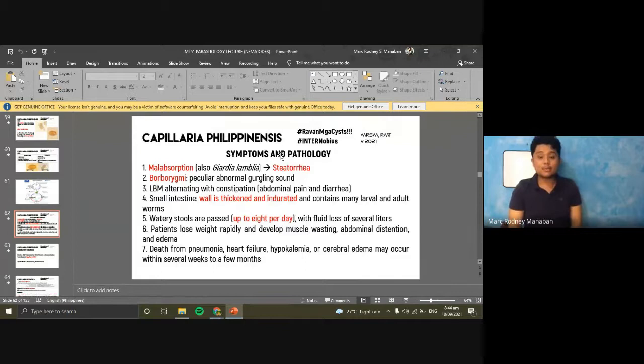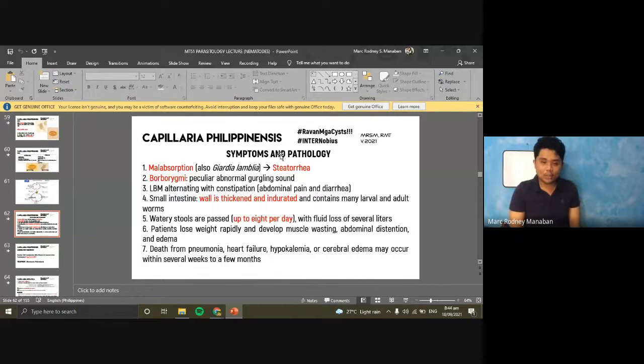Now, aside from that, there is borborygmi, which is a peculiar gurgling sound in your abdomen. Okay. All right. Now, there is intermittent diarrhea, loose bowel movement, then constipation too. And the small intestine, where it inhabits, all right, is full of worms, right? Both adult and larva. So, again, that could contribute to malabsorption. So, the body has difficulty absorbing nutrients. The worms are blocking, right? The worms form a blockage on the surface of the small intestine.